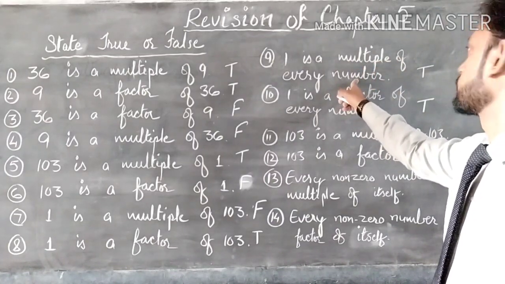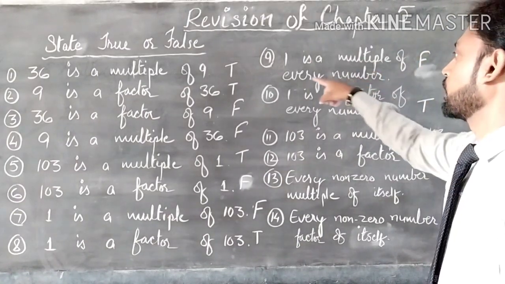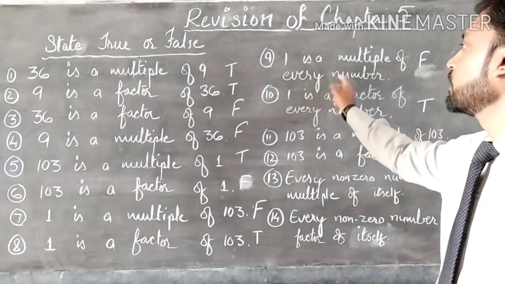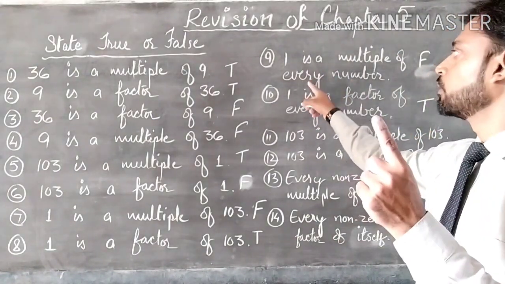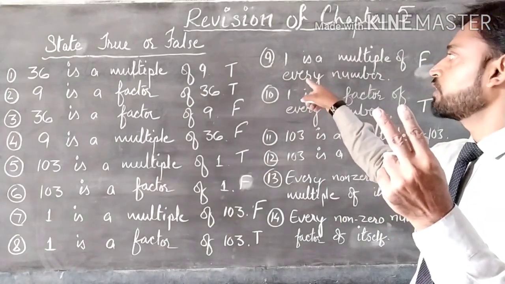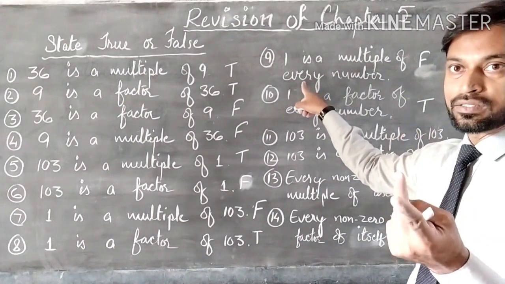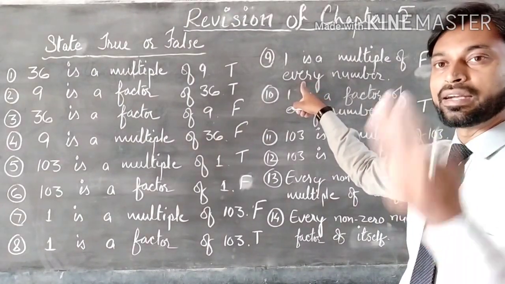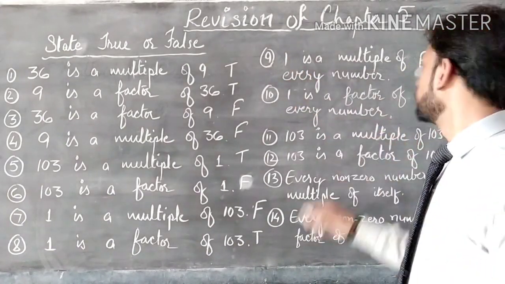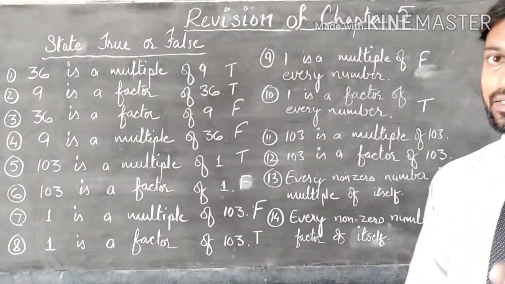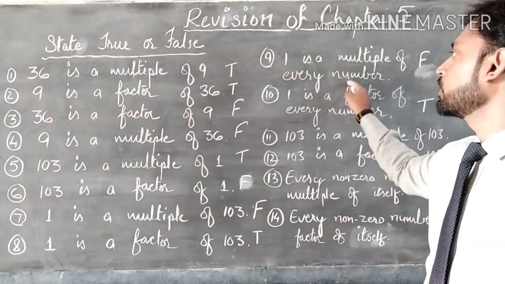Once again, 1 is a multiple of every number. So this is false. If suppose here the number is 2, not 1, for 1 this is correct, but for 2, 1 is a multiple of 2? A multiple should always be greater than or equal to 2. Then 1 is smaller, so this is false. Is that clear? Once again, 1 is a multiple of every number, false.